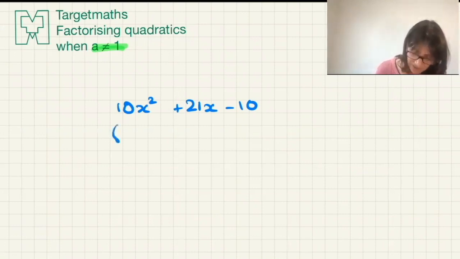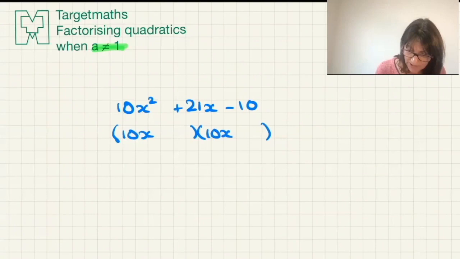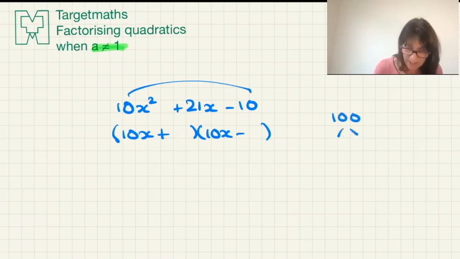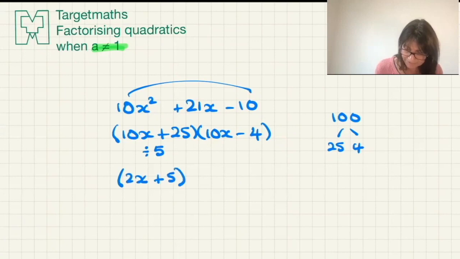Okay, so we're going to do 10x at the beginning of my bracket. I've got pos and neg, so I've got pos and neg. 10 times 10 is 100. I want to make 21, so that's going to be 25 and 4. So positive 21, so 25 is going in there, 4 is going in there. And then I start looking to see what I can cancel down by. So this is both in the 5 times table, so I'm going to divide by 5. That is 2x. And 25 divided by 5 is 5.